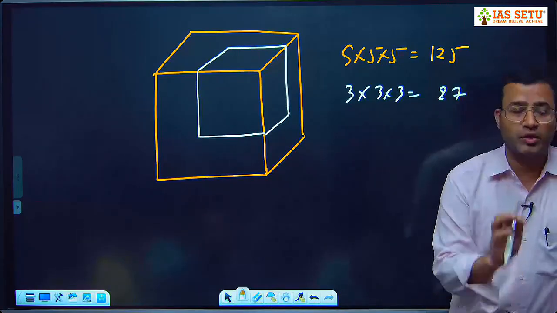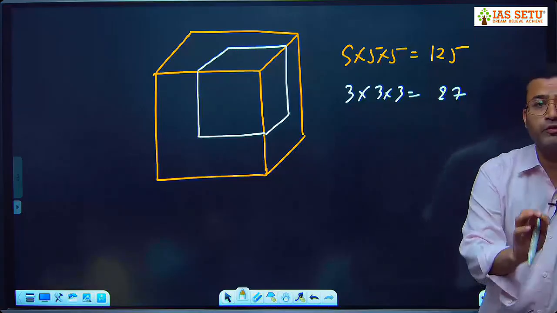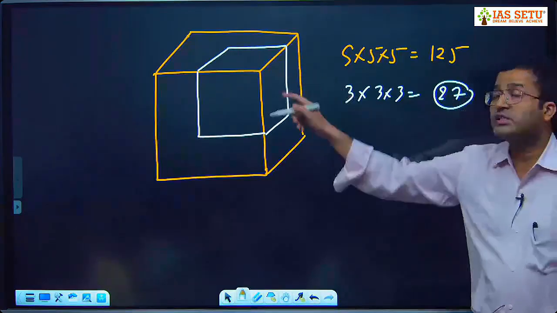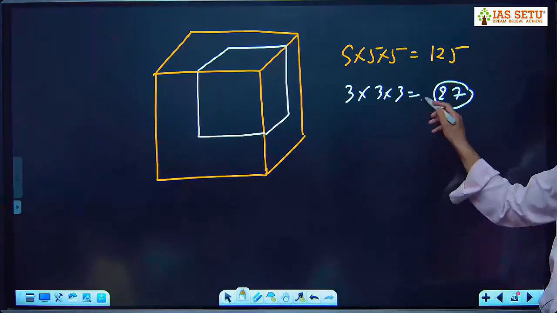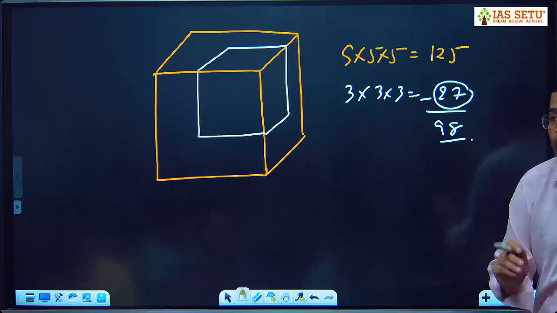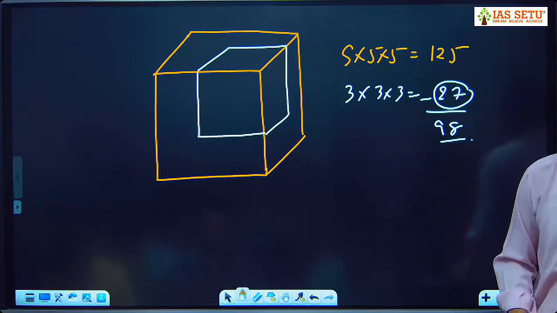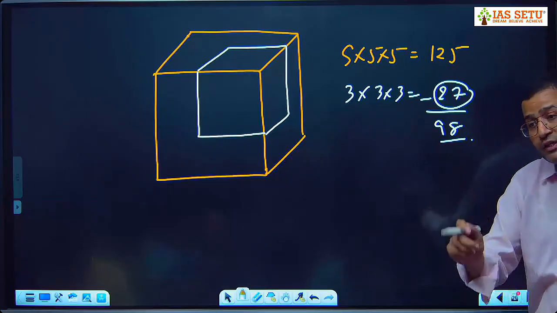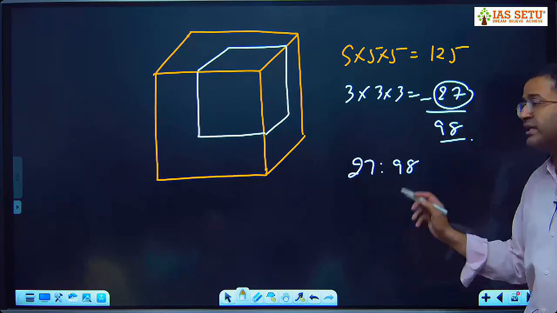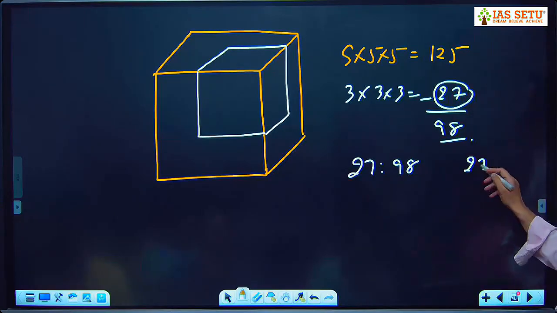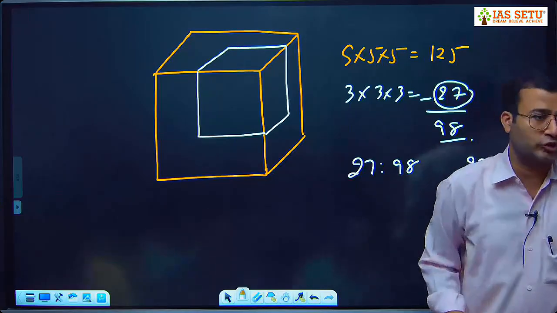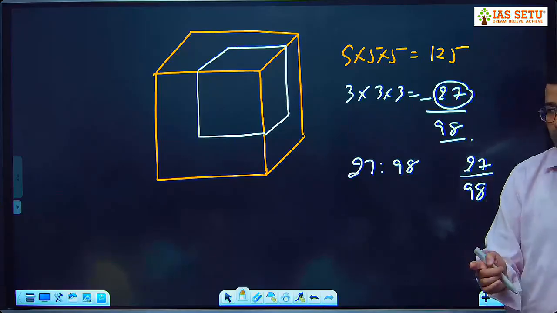There are three things: original cube, removed, remaining. So what is removed? 27. What is original? 125. And what is remaining? 98. So you have to read question carefully. What is the question? What is the ratio of the weight of removed is to remaining? What is removed? 27. And what is remaining? 98. So correct answer is 27 upon 98, because I have changed the language of question. I have not asked remaining is to original.